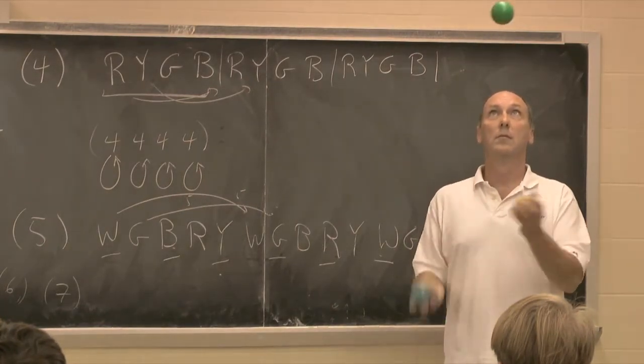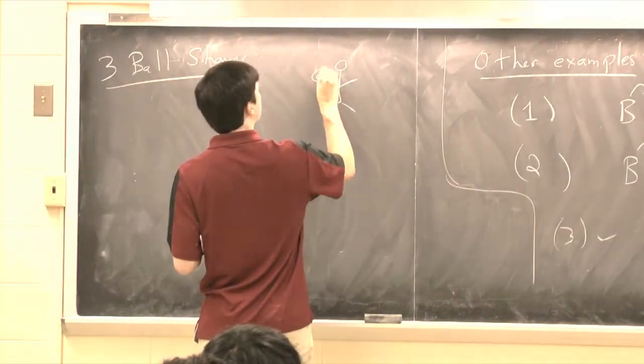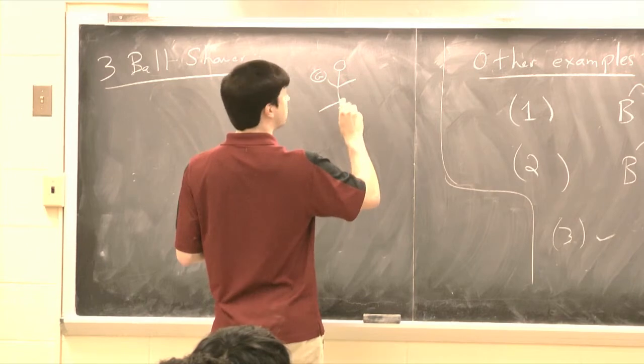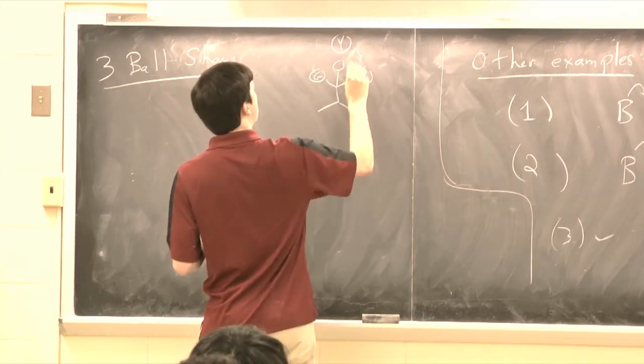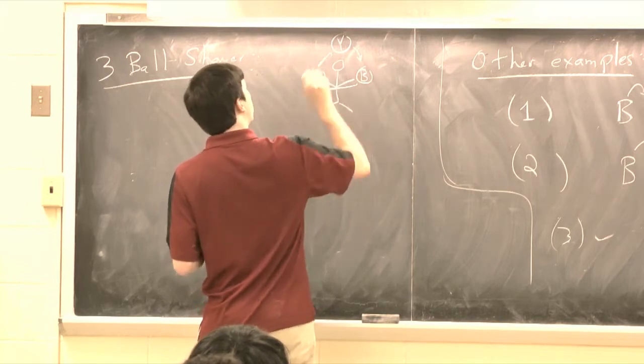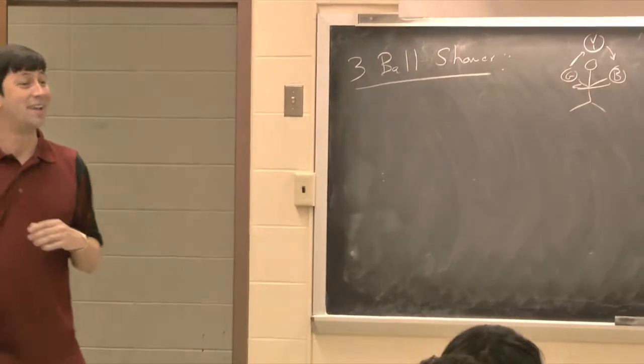So I'll draw a little stick figure of somebody. And maybe it starts with a green ball here. And this blue ball here. I think this is the way you're doing it. The yellow balls are coming down, the blue balls are going over, and the green balls are going up. And that's my artistic rendition of the three ball cascade.